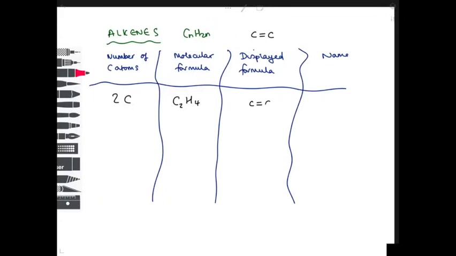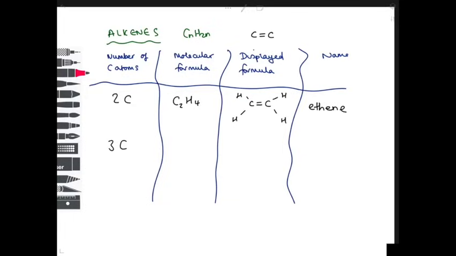The displayed formula, we need a double bond, and therefore we're going to fill up our hydrogens. Do notice again that the carbons have 4 bonds, the hydrogen has 1, contains 2 carbon atoms, which is why it begins with eth. It's an alkene, so it's ethene.